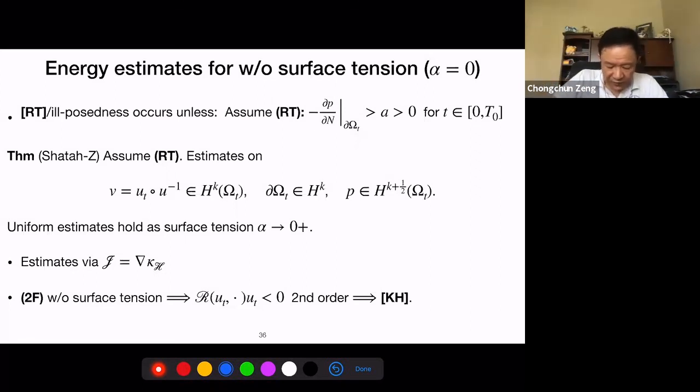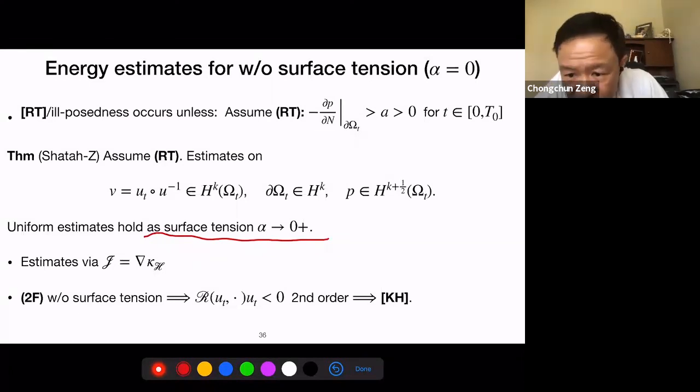So for the construction of the solution without surface tension, in our approach, what we did was we constructed the solution with surface tension first, and then took the limit as surface tension goes to 0, because we do have the estimate with the vanishing surface tension coefficient. But in other ways of construction, people could construct the solution without using the vanishing surface tension limit.